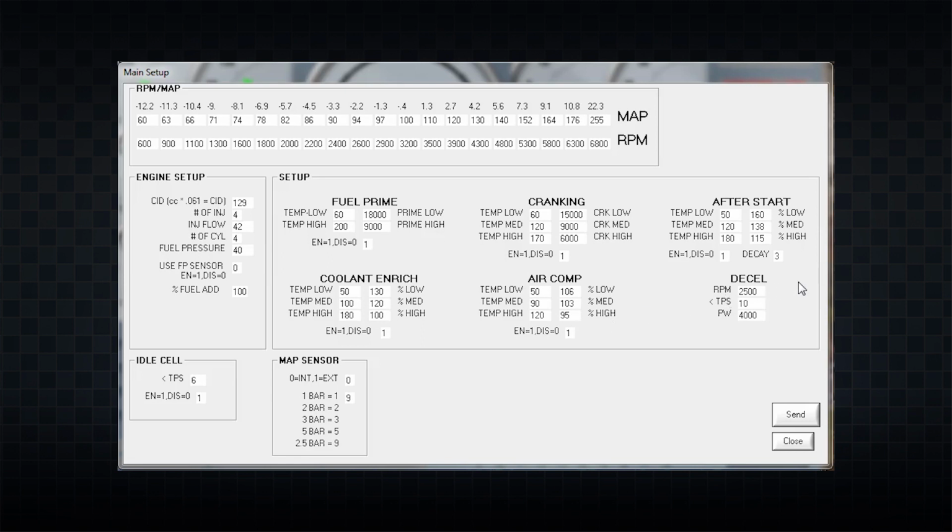Moving over to the decel table. This is the amount of fuel, a fixed pulse width, when the engine is in decel mode. Decel mode is activated, in this example, at any RPM above 2,500 and TPS below 1%. At that, we're giving 4,000 milliseconds. This is to help with lean pop or something like that, just to help keep the engine more stable as it's coming down on decel.